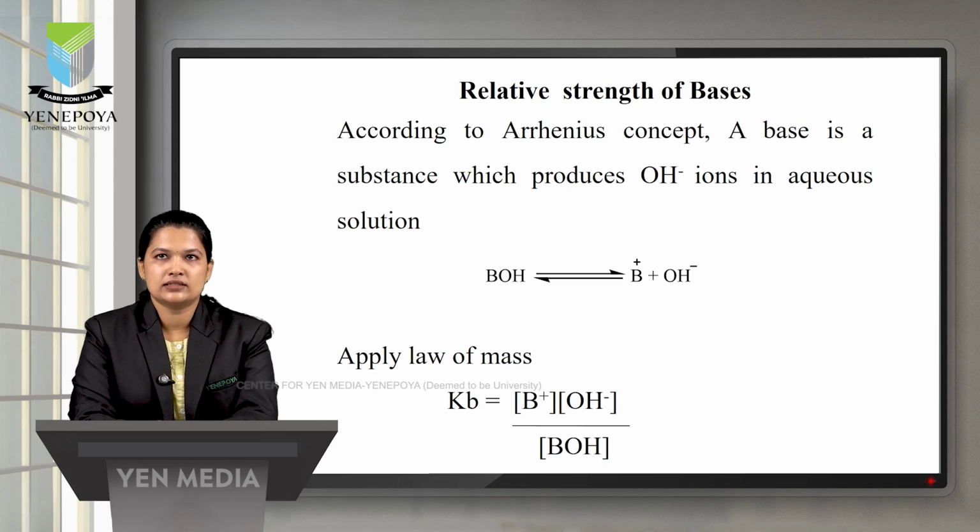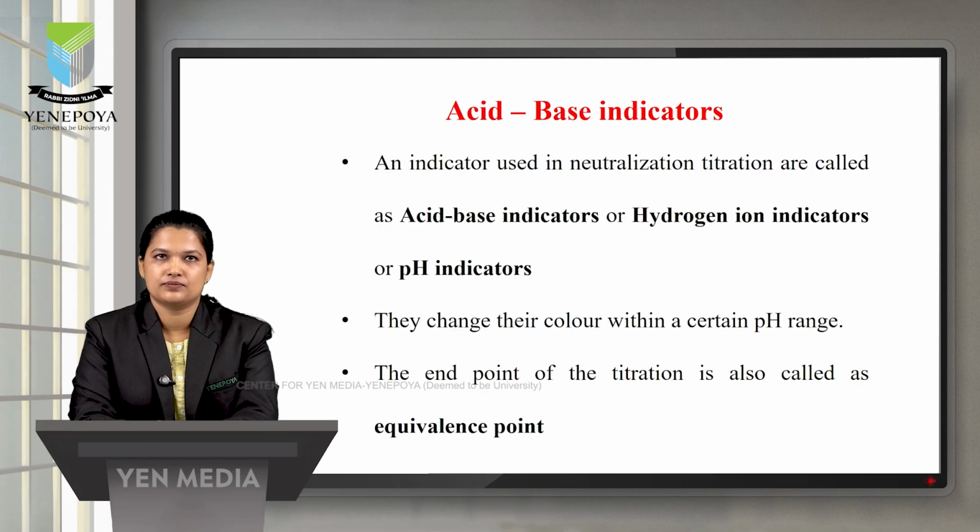Next is the relative strength of bases. According to the Arrhenius concept, a base is a substance which produces OH- ion in aqueous solution. BOH is dissociated to get B+ and OH-, and applying the law of mass action, the dissociation constant of the base is equal to the concentration of B+ times the concentration of OH- divided by the concentration of BOH.